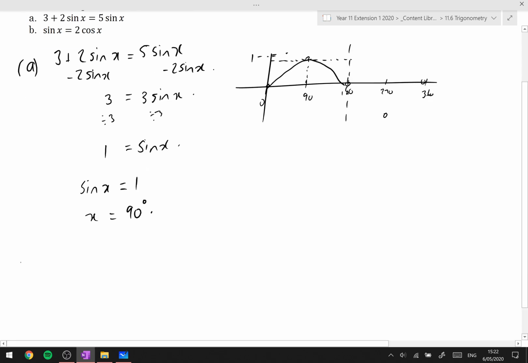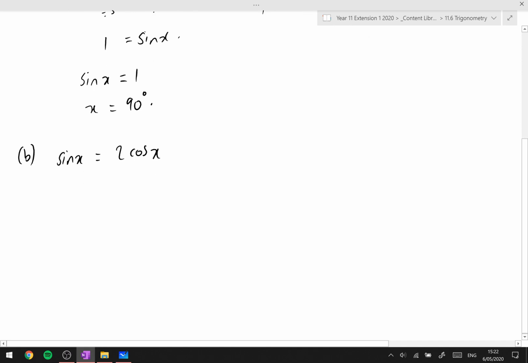Okay. Now we're going to do part B. So part B is sine of x is equal to 2 cos of x. Now I'm just rewriting that so I know it's there, and so that I can scroll down a bit more. So, like I said before, if we've got different ratios, then we usually want to apply a trigonometric identity to produce an equation in only one trig function, okay? So what I'm going to do in this case is divide both sides by cos of x.